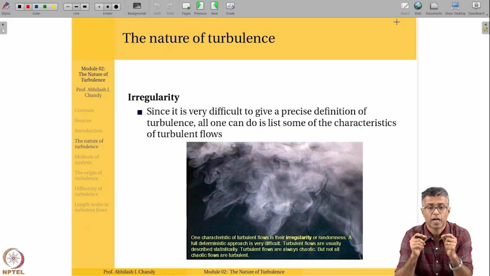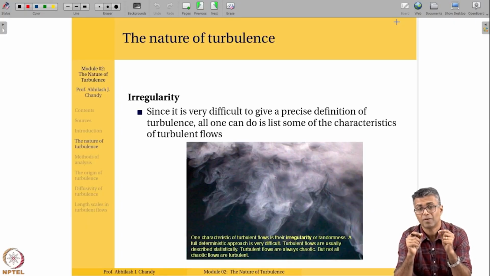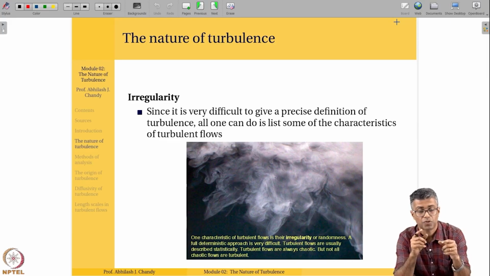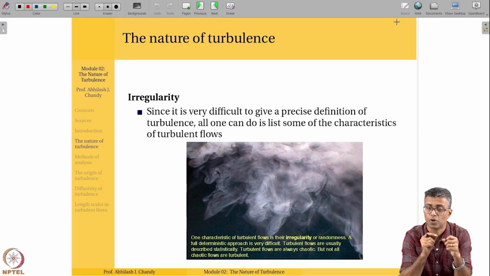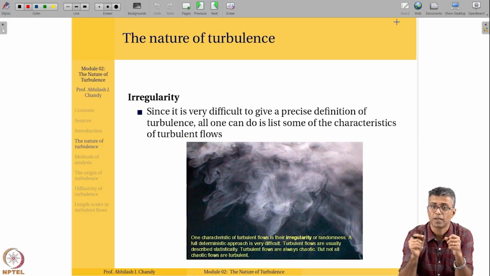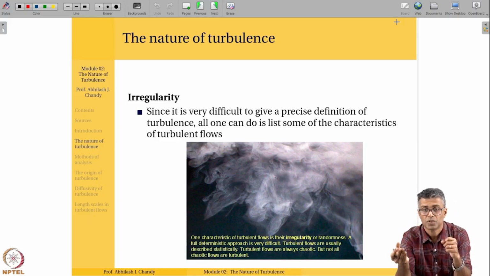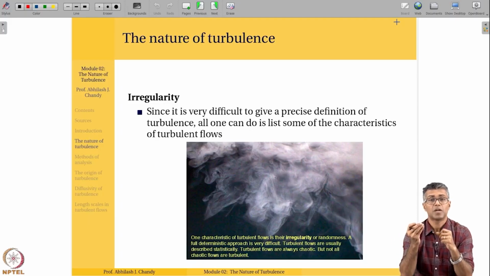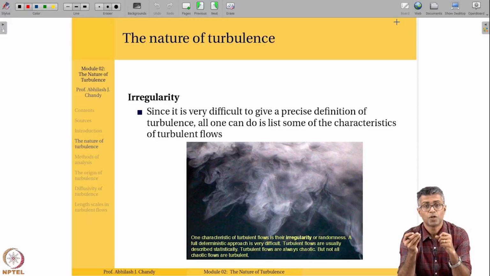Okay? One such characteristic of turbulent flows is their irregularity, or what we call randomness. A fully deterministic approach is very difficult, and what is our fully deterministic approach? That also we have seen in module 1. It has to do with the Navier-Stokes equations. That's the deterministic approach. A solution can be determined. So the Navier-Stokes equations form the deterministic approach.